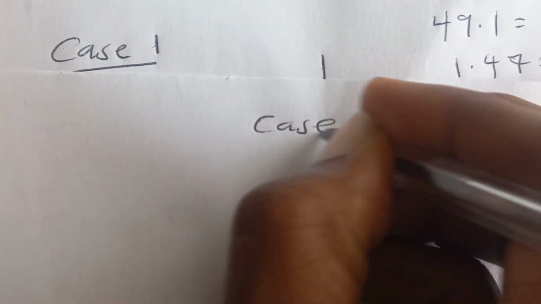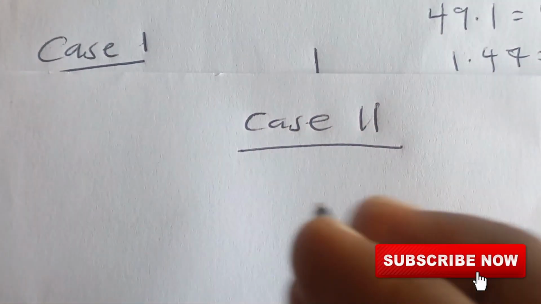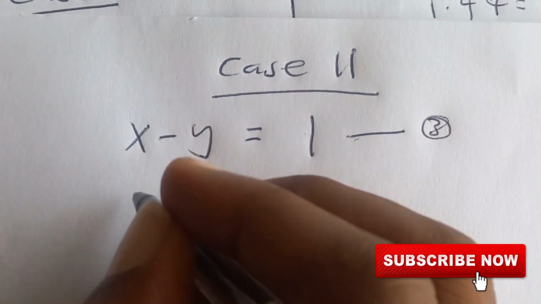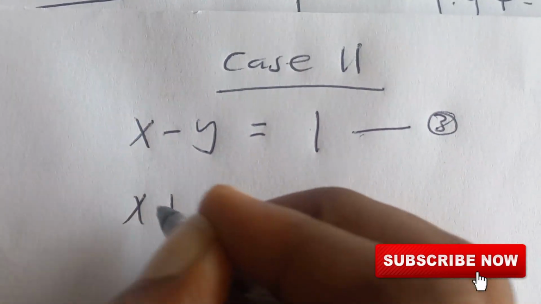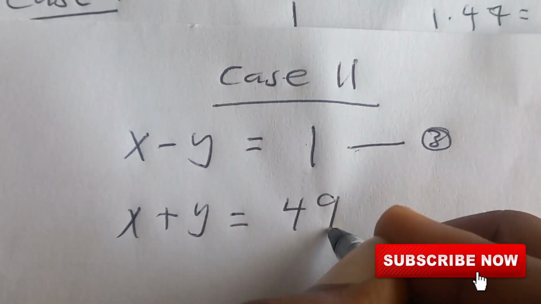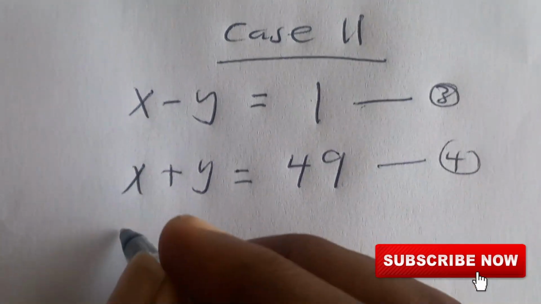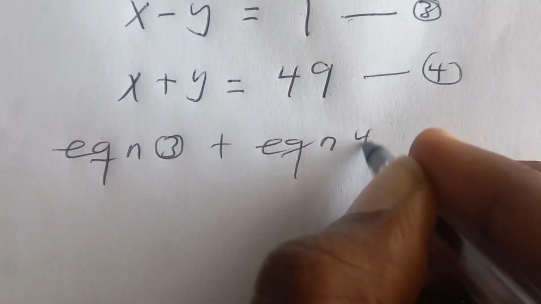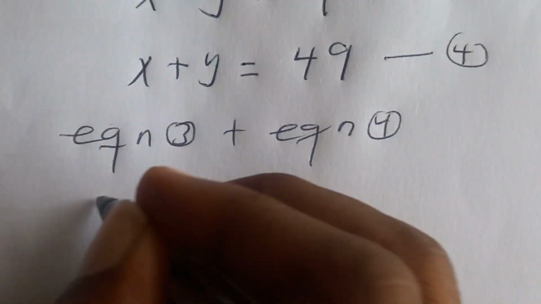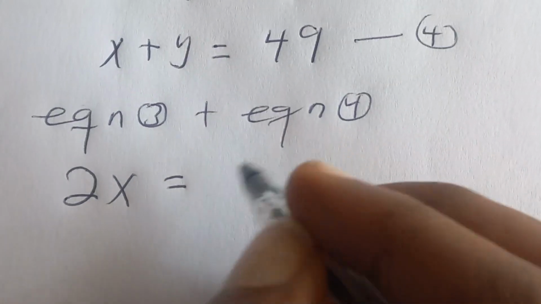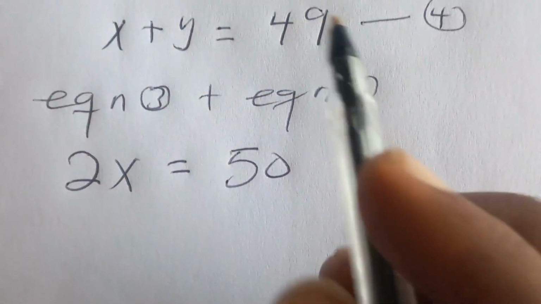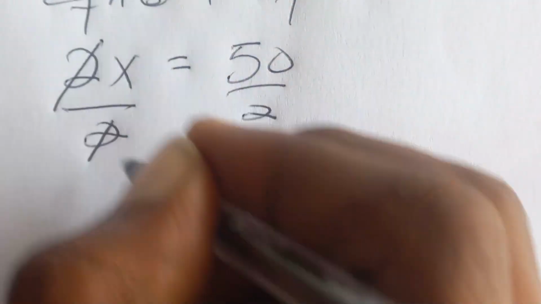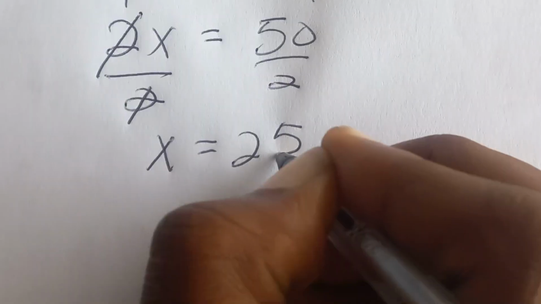Then for the next case, we have x minus y is equal to 1 as our equation 3. Then we have x plus y is equal to 49 as our equation 4. So from here, equation 3 plus equation 4, we have 2x is equal to 50 because 1 plus 49. So we divide both sides by 2 in order to make x the subject. So our x is equal to 25.